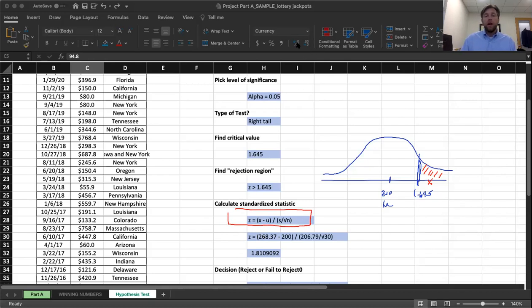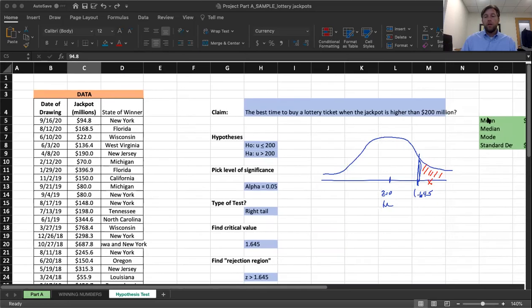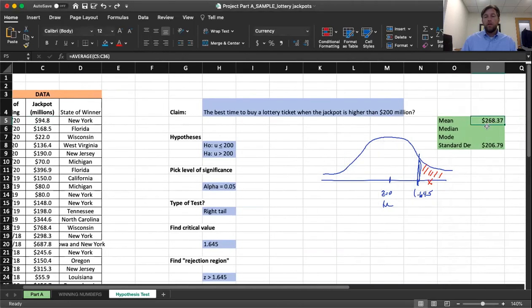So you take your sample mean, you subtract off the guess, the hypothesized mean, divided by the standard deviation, divided by the square root of the sample size. Plug in your values. You'll notice that the 268.37 corresponds to the mean, the sample mean.